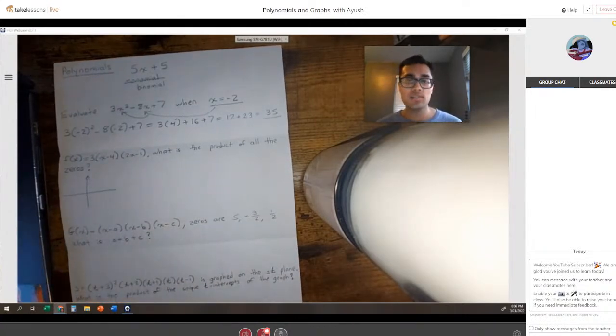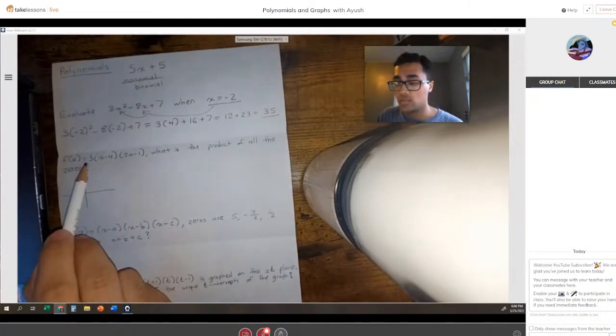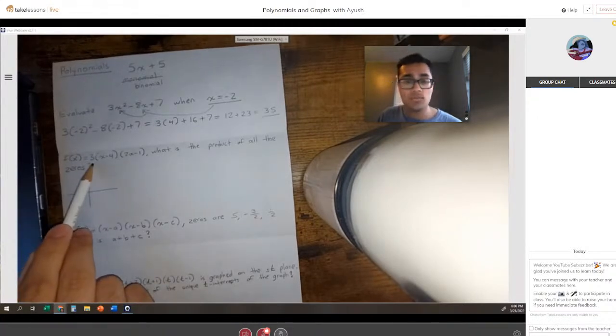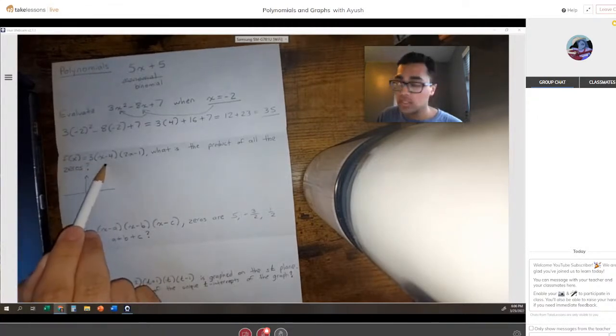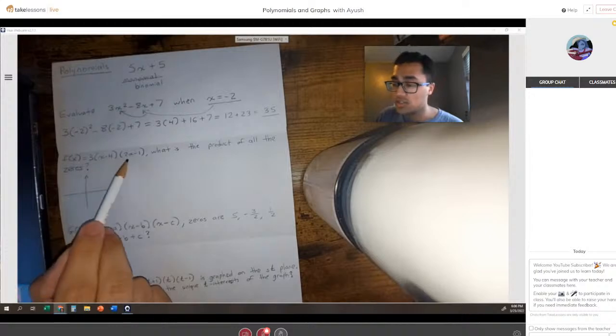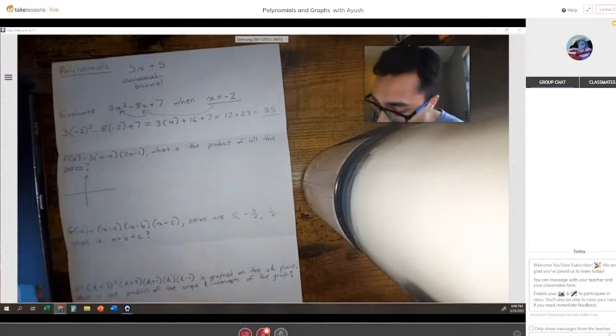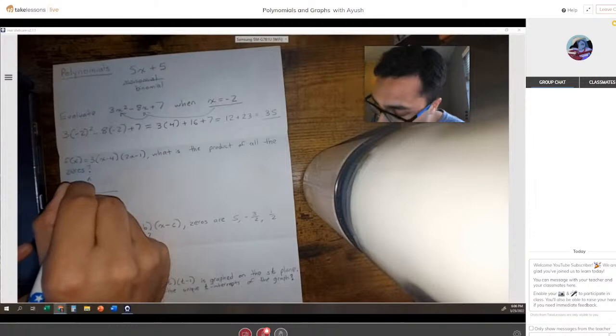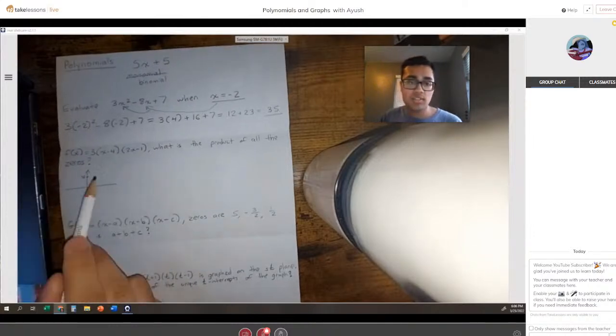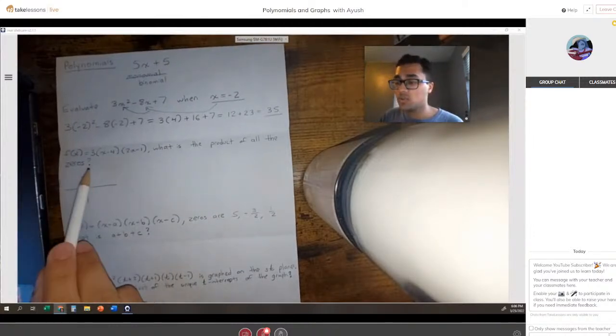If we wanted to graph something like this, we would probably just want to plug in some values of x and see what we get. So for x equals 0, what do we get? We get 3 times -4, that's -12, times -1, that's 12. So for 0, we would have a value of 12. We could do the same exercise for 1, 2, 3, and so on.